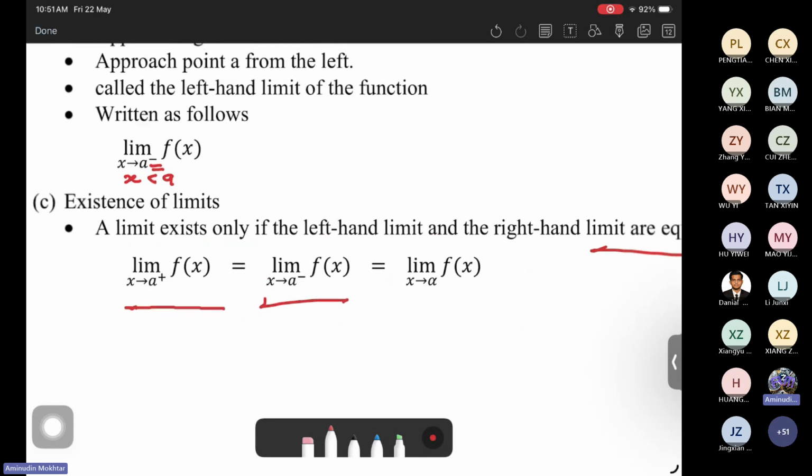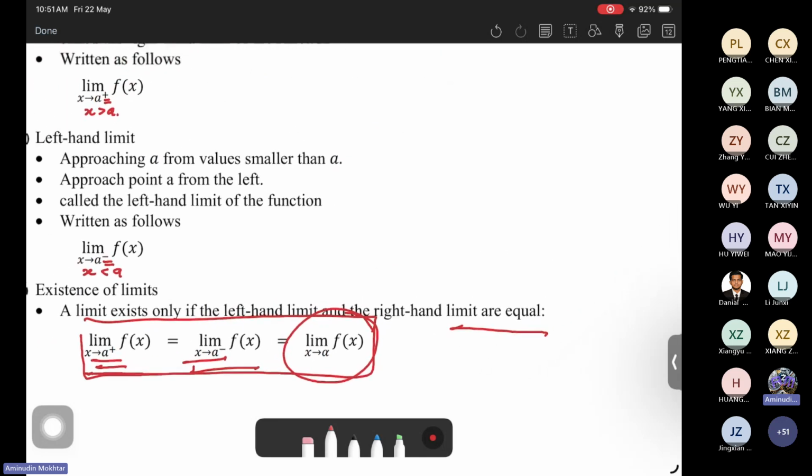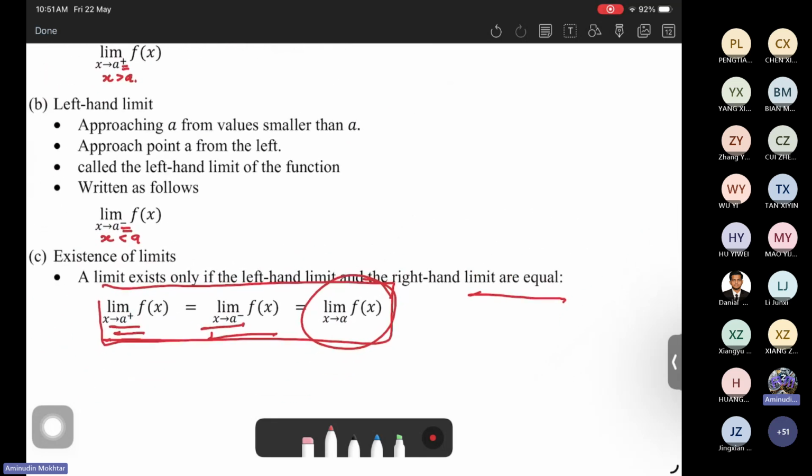The condition for the existence of the limit depends on whether the one-sided limits exist. We need to find the right-hand limit and the left-hand limit.